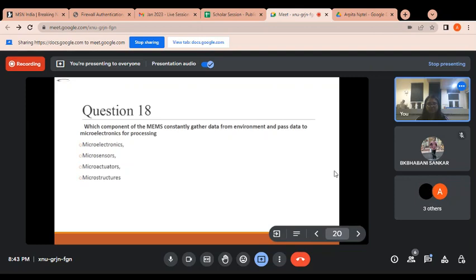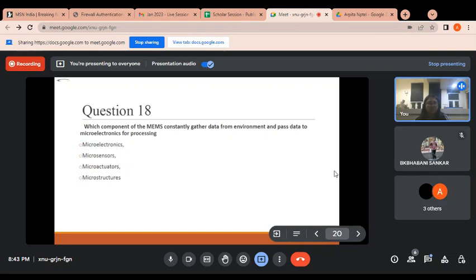Vishnu? Which component of the MEMS? Option B. Okay, microsensor. Shankar? Ma'am, option D, ma'am. Option D is the microstructure. Yes, ma'am. C.